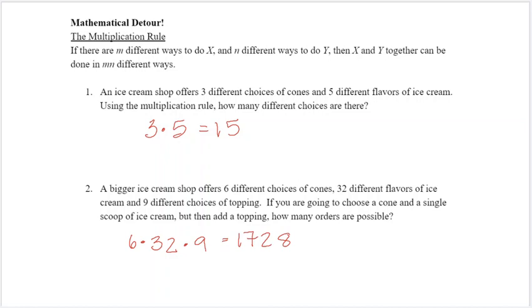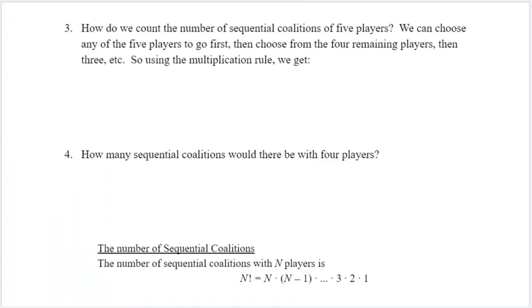So you might be asking, okay, what does this have to do with sequential coalitions? Well, how do we count the number of sequential coalitions with 5 players? Well, first we have 5 options for the first player. Once that player is chosen, we have 4 options for the second player, 3 options for the third player, 2 options for the fourth player, and 1 option for the fifth player, which gives us 120 different sequential coalitions with 5 players.